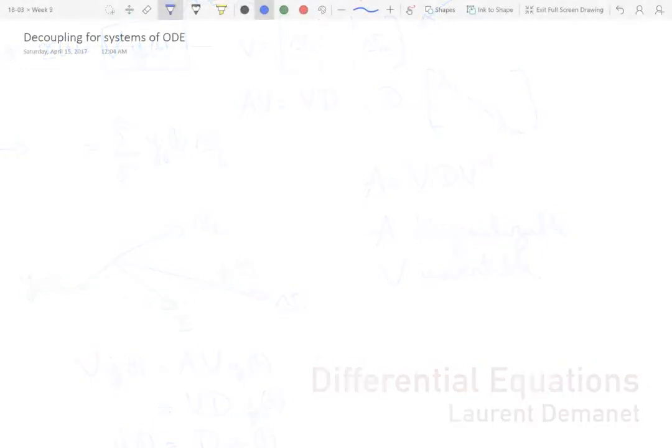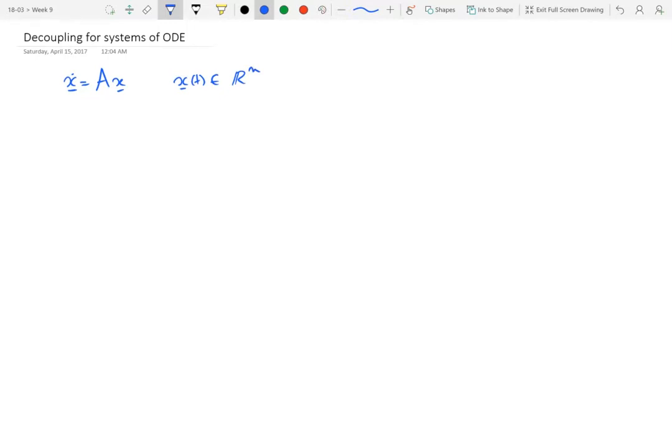In this segment, I want to explain how systems of ordinary differential equations can be decoupled and solved by means of expansions onto the set of eigenvectors of the matrix in the system. So we have in mind equations of the following form: x dot is equal to Ax, where for each time x is a column vector with n components, and the matrix A is real and n by n.